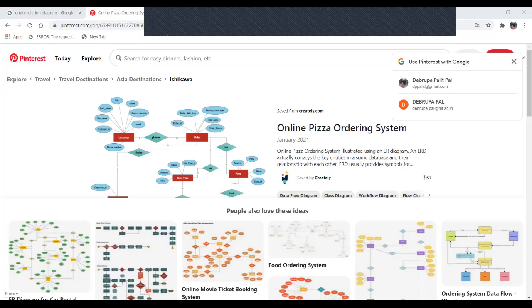Okay. And now you can see that with customers, there are different attributes. One is customer ID, first name, last name, city, street, house number, email, phone number, etc. Similarly, in case of order, there is order ID. I think all of you can view this diagram.